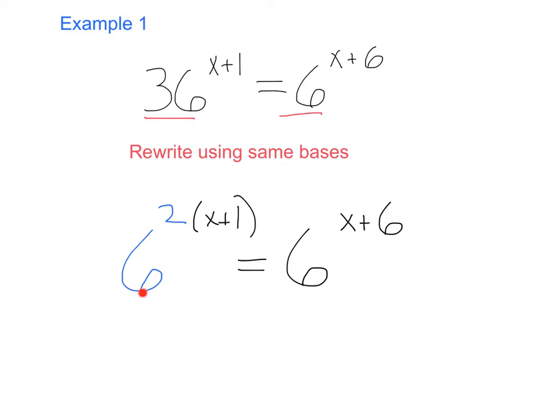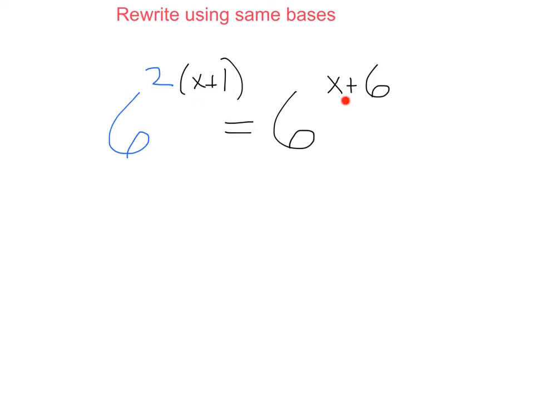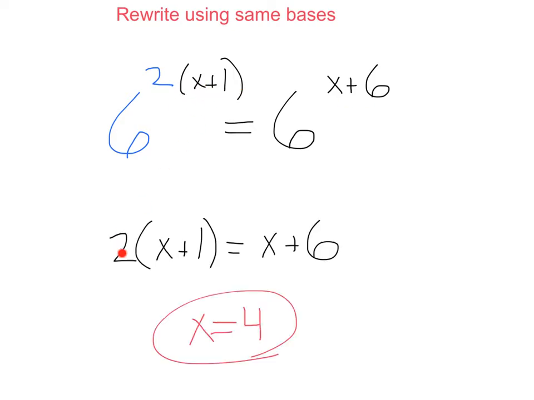When we've got these same bases, that means that the exponents are going to have to be equal as well. That's going to give us 2 times x plus 1 equals x plus 6. Again, that's just setting the exponents equal to each other since we have the same base, and solving from there we get x equals 4.